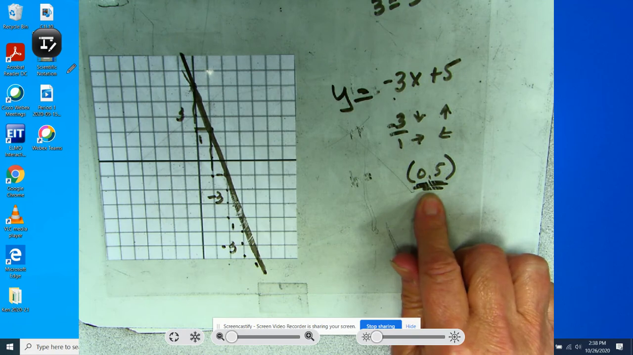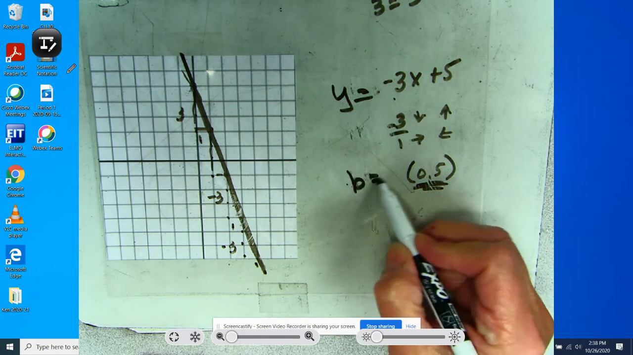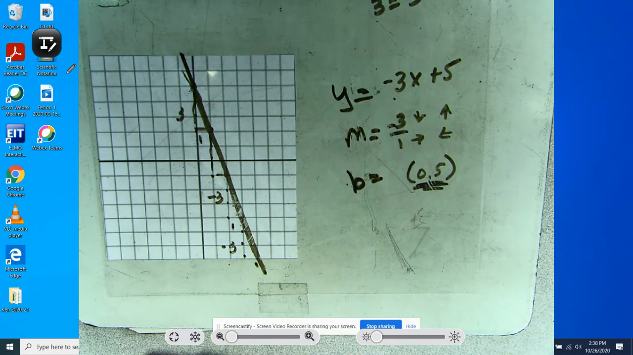Start with the y-intercept, which is b, use the slope, and count from the y-intercept up and over or down and over. Okay? That's all you need to know about slope intercept. Good luck.